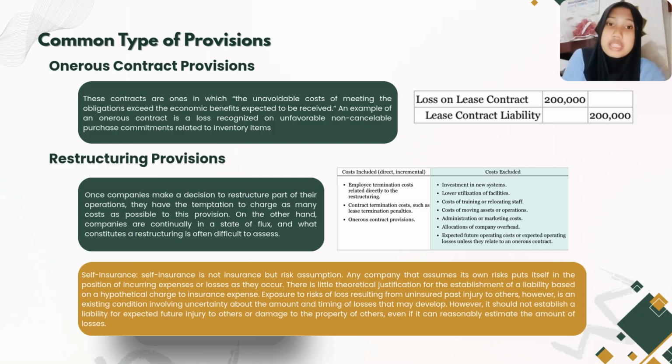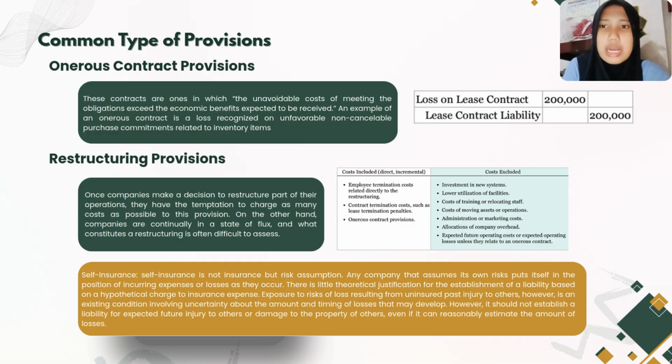And for the next provision type, I will explain the restructuring provision. So the accounting for restructuring provisions is controversial because once a company makes a decision to restructure part of its operation, they have the temptation to charge as many costs as possible to this provision. The rationale is that many analysts often dismiss these costs as not part of continuing operations and therefore somewhat irrelevant in assessing the overall performance of the company. On the other hand, companies are continually in a state of flux, and what constitutes a restructuring is often difficult to assess.